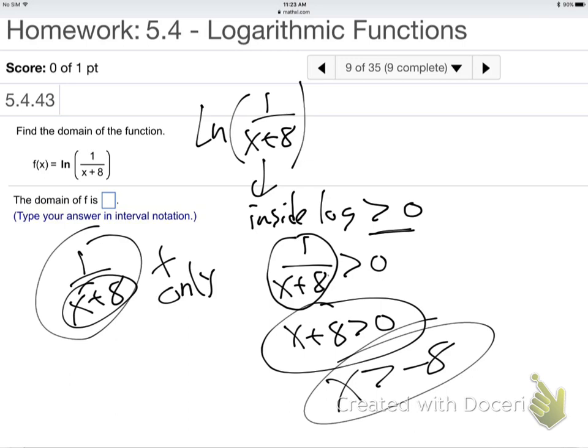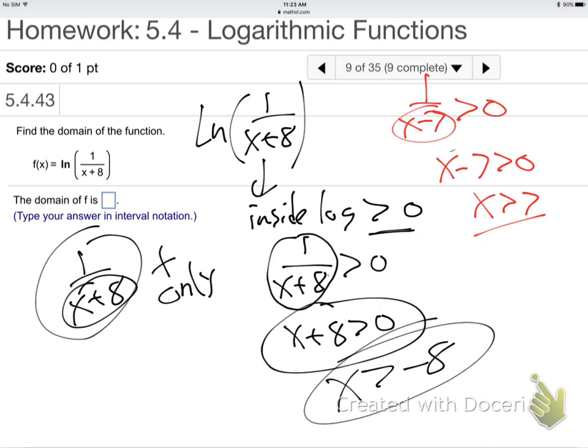Yeah, good question. If you have negative 1 over x plus 8, is that what you're kind of saying? No, it's 1 over x minus 7. Okay, let me do that one. If you have 1 over x minus 7, it's got to be greater than 0. Then you would just take the denominator and say it has to be greater than 0, so x is going to be greater than 7. Just solve the denominator greater than 0. Good?